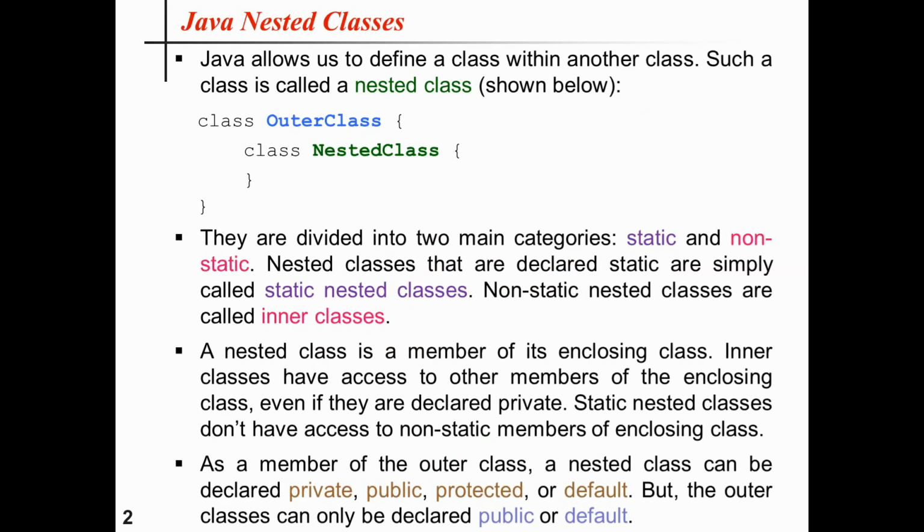Java programming allows us to define a class within another class. Such a class is called a nested class, which is shown below. The class which is written at the top level with the color blue is called the outer class, and within its scope we have defined another class called a nested class, which is marked with color green. So that is the second level class which is nested under the top level class. That is the basic structure of a nested class.